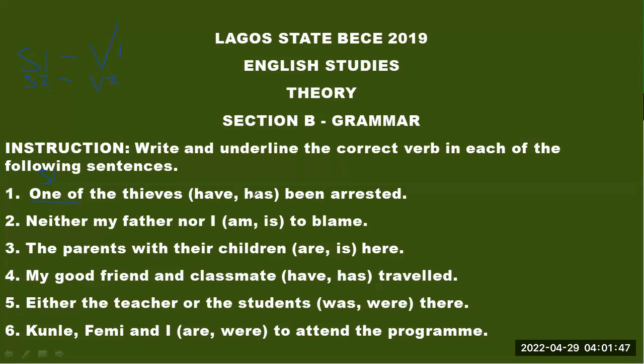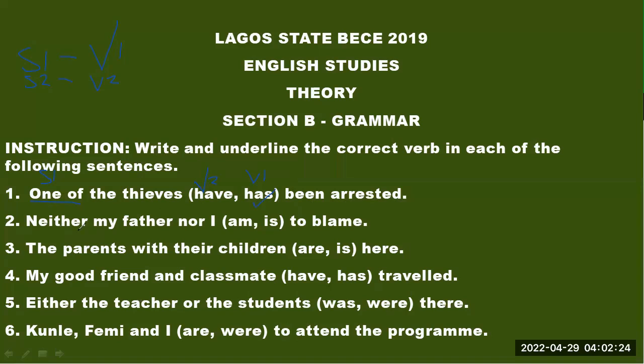Between have and has, have is the plural, which is V2, and has is the singular, which is V1. So since this is a singular subject, we ought to have a singular verb. So one of the thieves has been arrested. So that is the correct form.